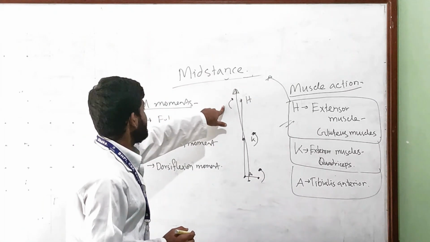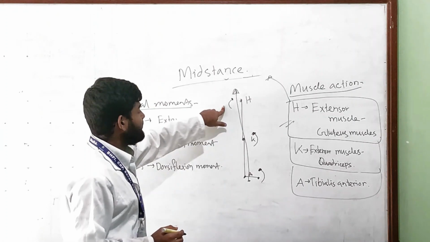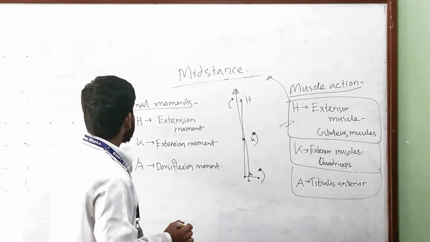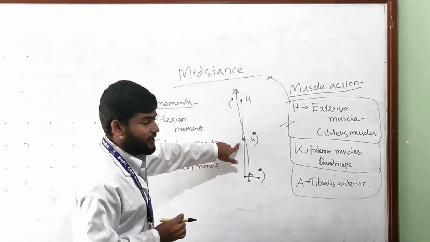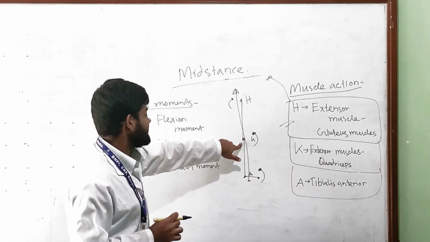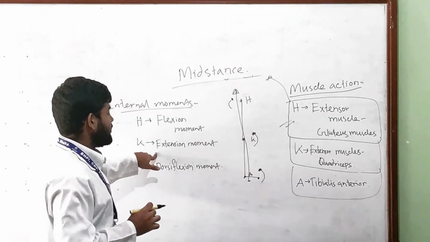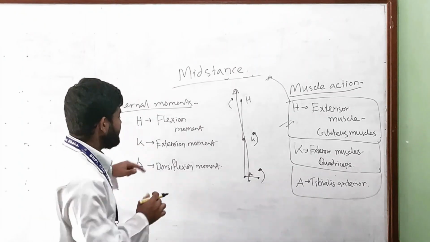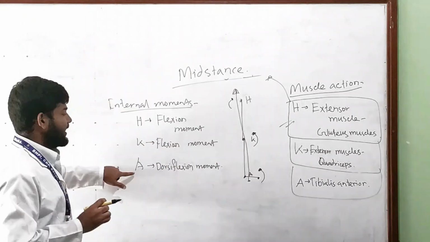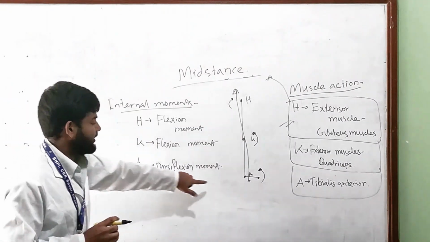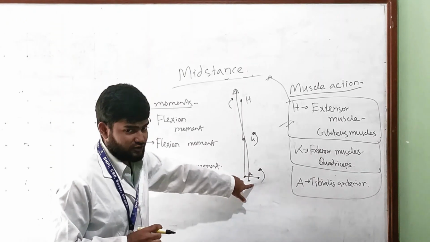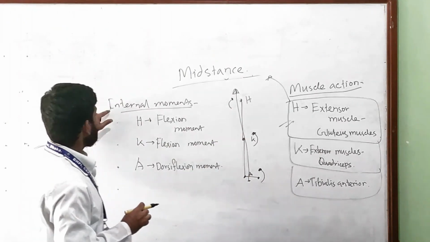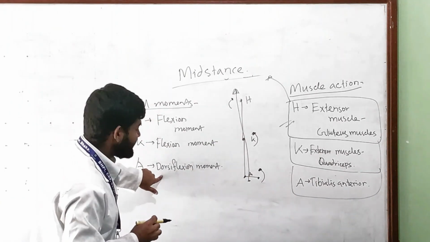So for the hip joint, the external movement will be the extension movement. So the internal movement will be flexion movement. For the knee joint, we have extension movement. So the internal movement will be flexion movement. And for the ankle, we have dorsiflexion movement externally. So our internal movement will be plantar flexion.